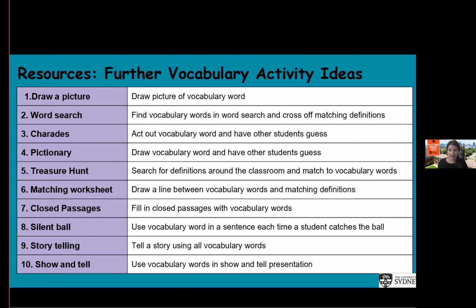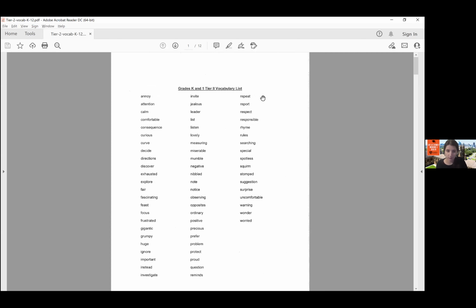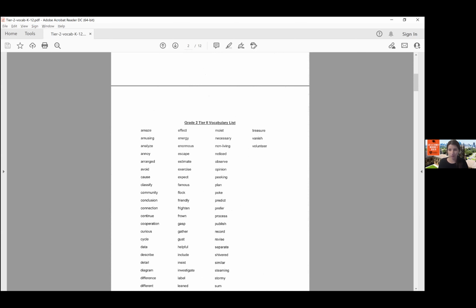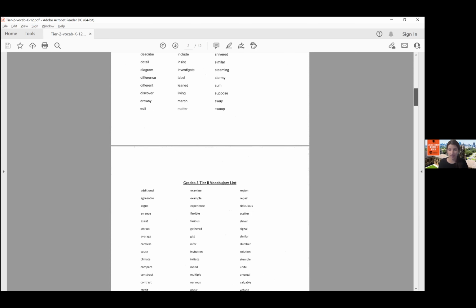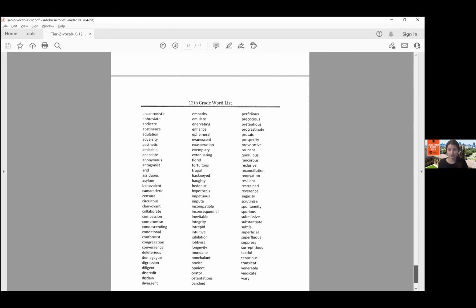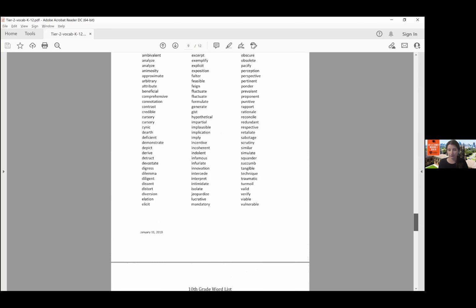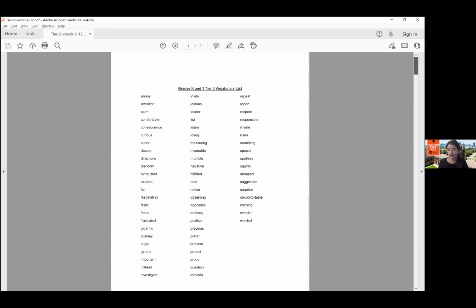Another resource we've provided is lists of Tier 2 words per grade, because some words are obviously more complex than others. So we've got lists of Tier 2 words here per grade. So firstly, this is kindergarten and Year 1. And this is grade 2. And there's just a list for each grade going up to grade 12. So you could easily have this list really accessible and then just pick a few words off this list each week that you're going to focus on.